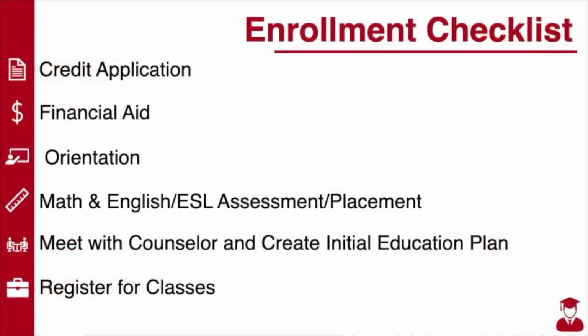Now, your enrollment checklist consists of making sure you have a credit application completed, financial aid paperwork done, attend the orientation, look at your math and your English ESL assessment placement determination in terms of what you would like to do, meet with the counselor and create an initial education plan, and then register for classes. And these things will all be explained in this presentation.